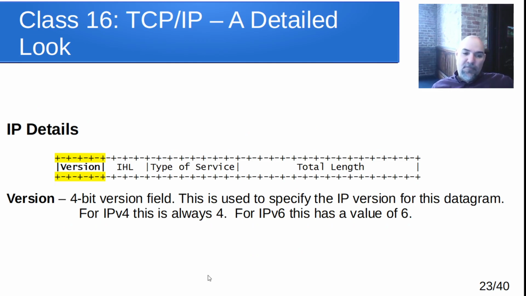Version. That's a 4-bit version field. It's used to specify what version of IP was used for that datagram. For IPv4, it's the number 4. For IPv6, it's the number 6. And notice that since that's a 4-bit number, they could go all the way up to 15.